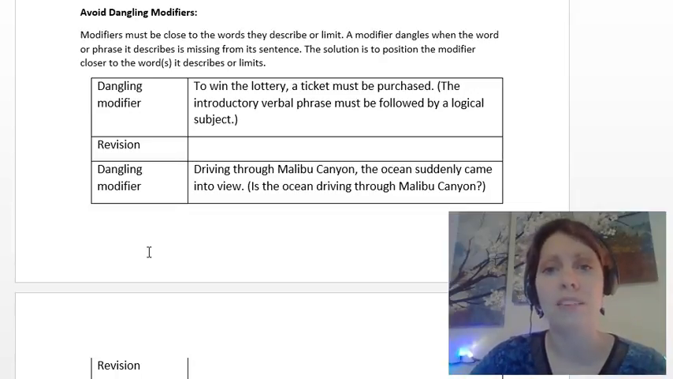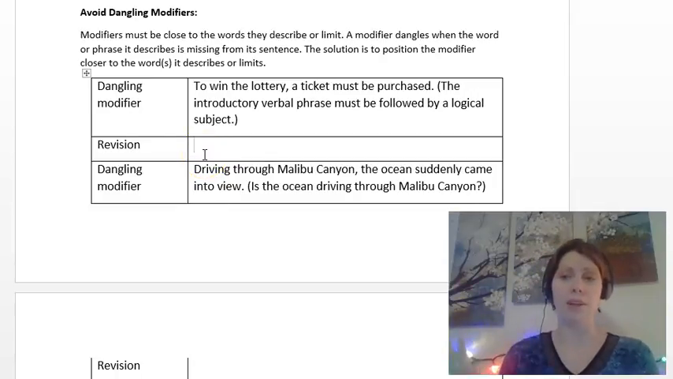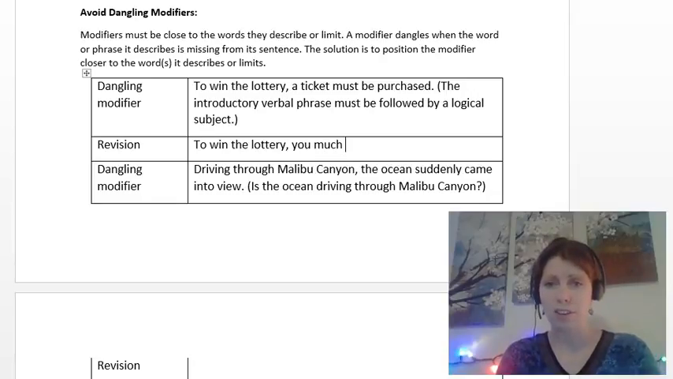To win the lottery, a ticket must be purchased. The introductory verbal phrase must be followed by the logical subject. Okay, yes, to win the lottery, a ticket must be purchased, but to win the lottery, who has to purchase the ticket?